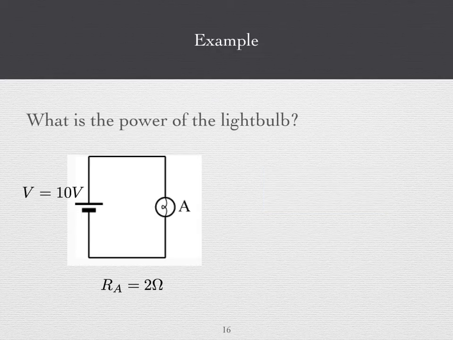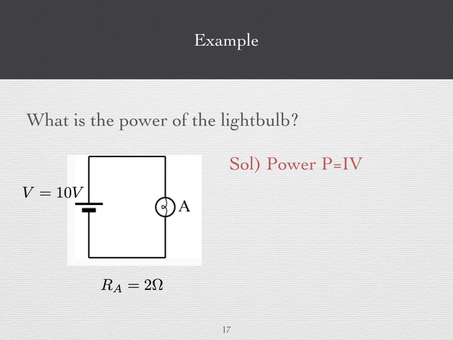So let's take a look at this example. What is the power of the light bulb? This light bulb has a voltage of 10 volts. It has a resistance of 2 ohms. If we want to figure out the power, we want to know how much current is going through and how much voltage is carried by this current. So P equals IV.